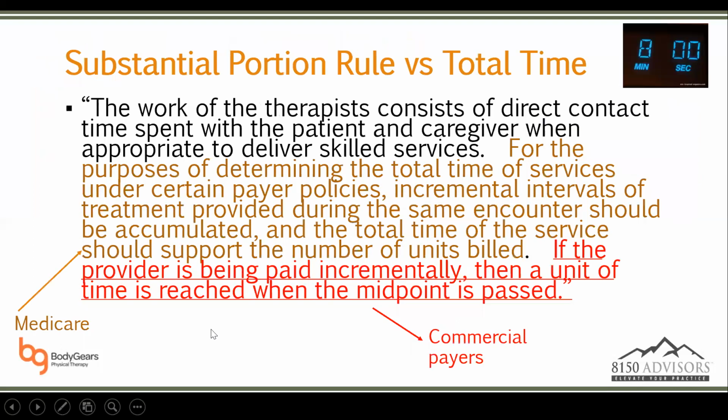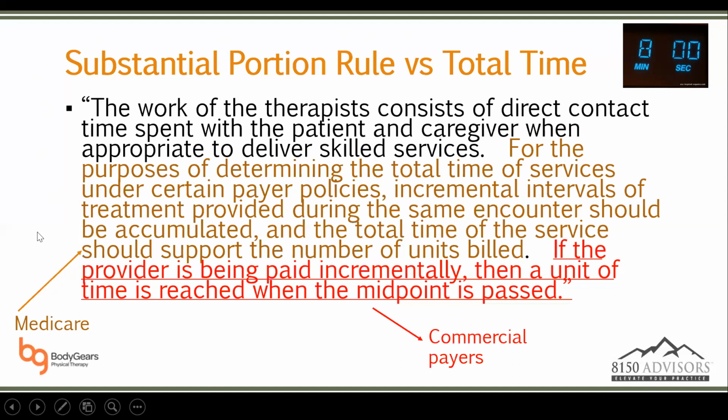And so in the definition of the code, if you look in the CPT book, it says the work of the therapist consists of direct contact time spent with the patient and caregiver when appropriate to deliver skilled services. Then they split this out into 2 sections. For the purposes of determining the total time of services under certain payer policies, incremental intervals of treatment during the same encounter should be accumulated, and the total time of the service should support the number of units billed. That, in orange-ish color, is the Medicare rule.